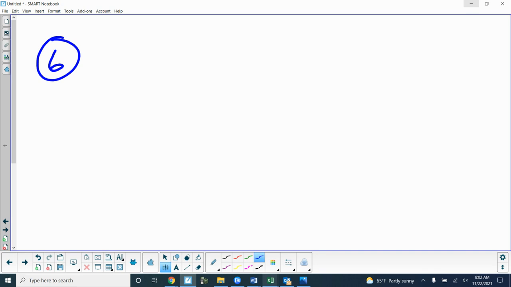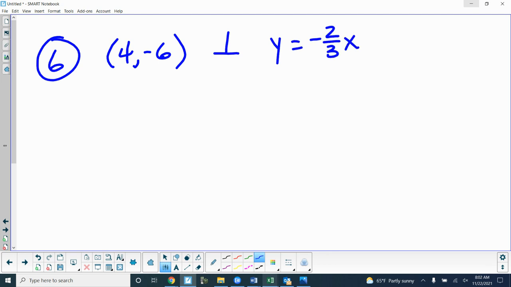All right, so this time we have a point again. And then it says perpendicular. That's the symbol for perpendicular to this line. So what is the slope of the line I'm looking for? Since it says perpendicular to that line. Positive 3 over 2, yes. Opposite reciprocals are the slopes of lines that are perpendicular.